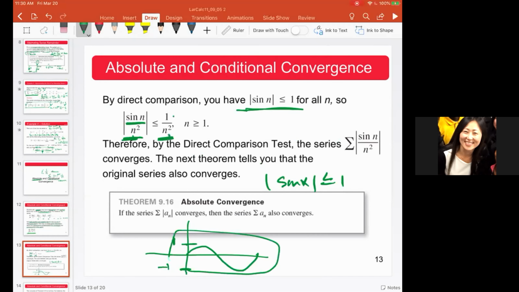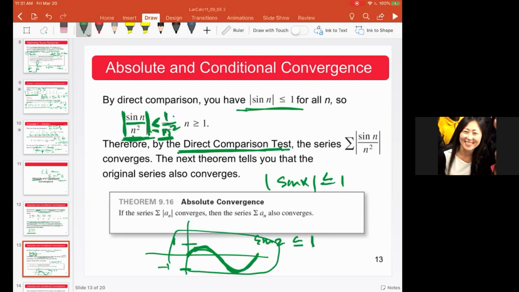Is everybody following me why that's true? Just look at this graph. Sine never passes 1. For example, sine 2 would be less than or equal to 1, so it'll be someplace right here. So in other words, the absolute value of sine n divided by n squared is always less than or equal to 1 over n squared. So I'm going to use the direct comparison test. Remember that we learned this in 9.3.